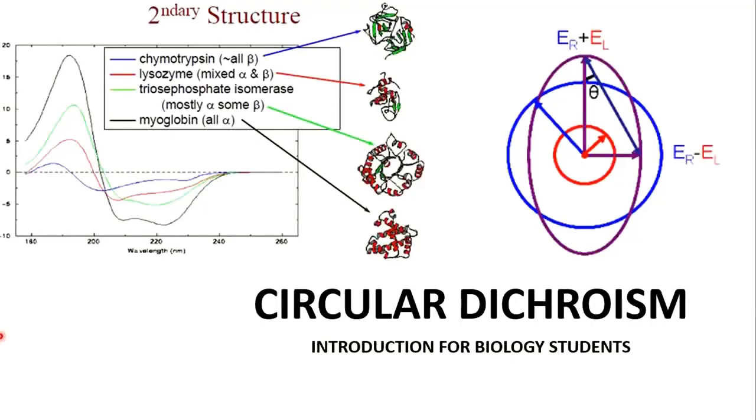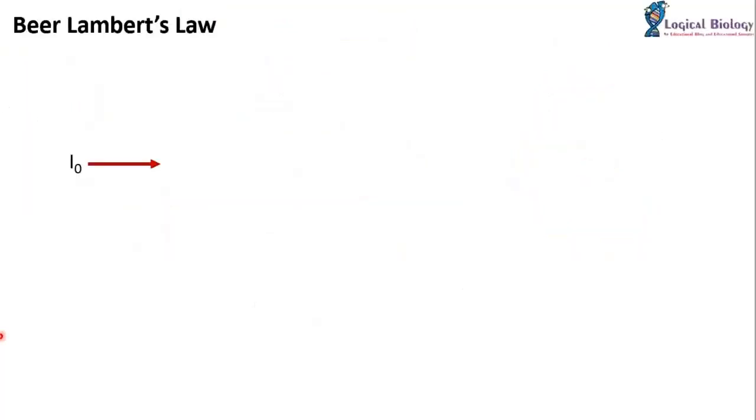It's a small introduction for biology students. I will be discussing a little bit of the maths of it, the basic principle of it, and some very interesting examples of circular dichroism which we use in biological analysis. So we start from a very simple thing, that is Beer-Lambert law.